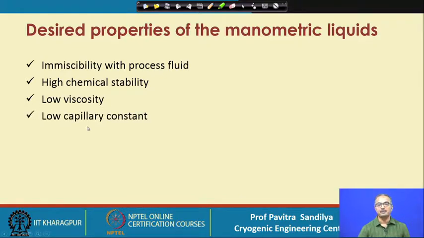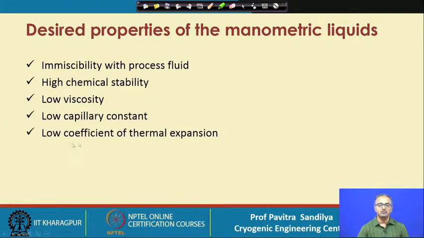Then it should have low capillary constant. It's also related to its free movement through the manometric limbs. Then we have a low coefficient of thermal expansion, meaning in the range of operation, with temperature it should not expand or contract too much. If it expands and contracts, its density will change. So, we will not be getting the right value, or we have to keep on applying some correction for the densities if it expands or contracts.